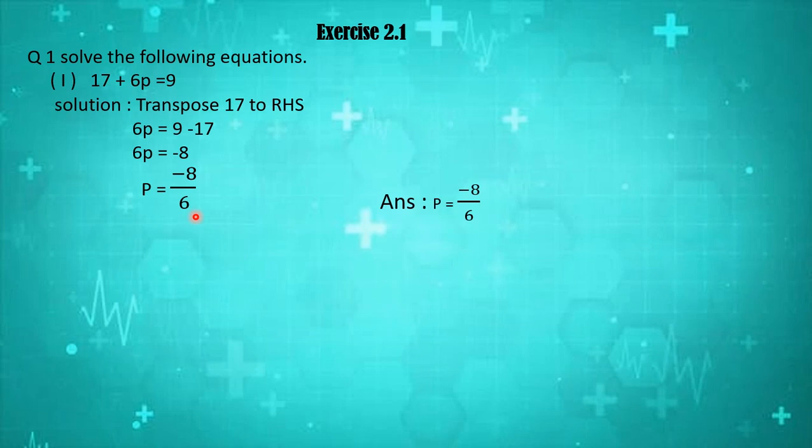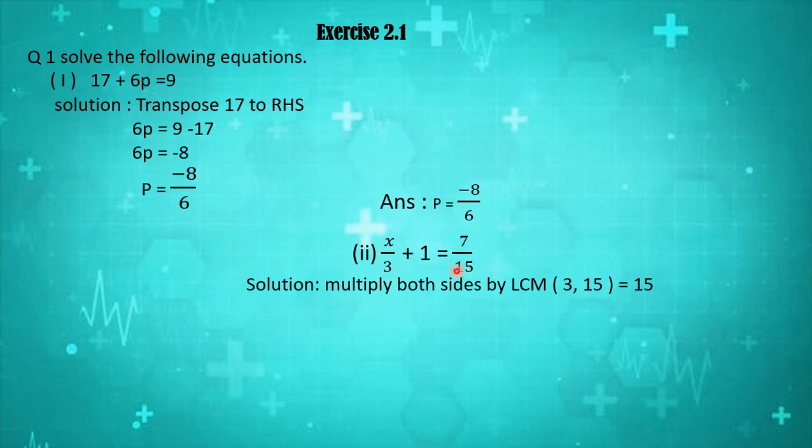Simple problems are given here, as we have done problems like these in class 6 also. In the same way we have to find the value of the variable. Let us consider one more: x upon 3 plus 1 is equal to 7 upon 15. The only number on the left hand side is 1, and the variable is also present. So this 1 we have to transpose to the right hand side, so it will become 7 upon 15 minus 1. By transposing 1 to the right hand side, we can solve it by taking the LCM and find the value of variable x.